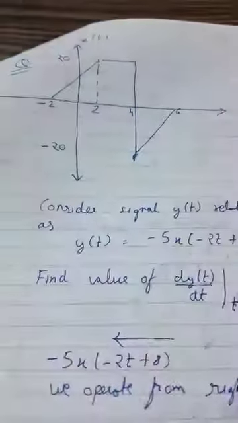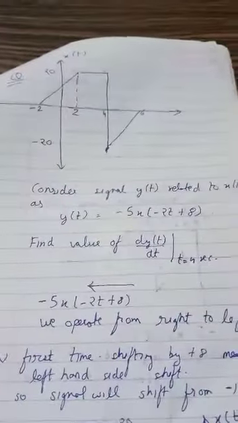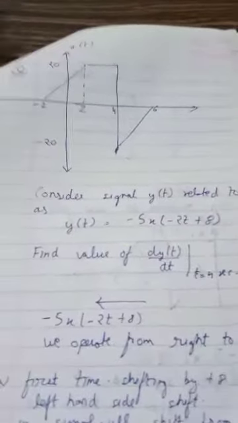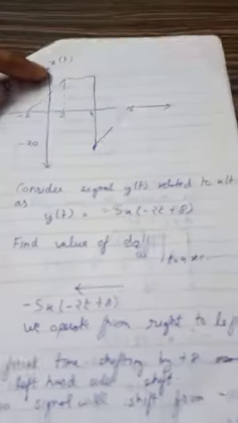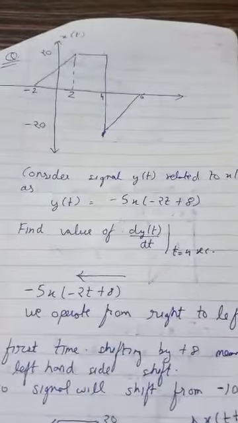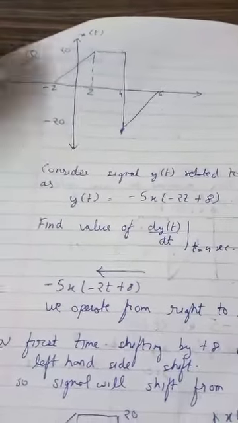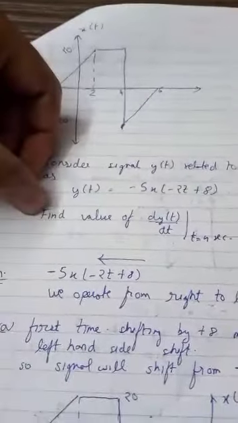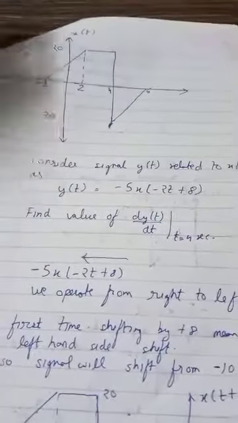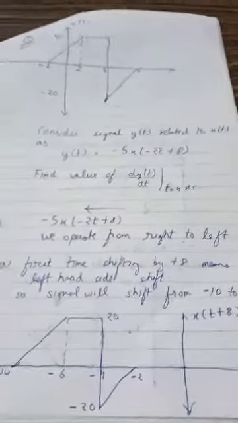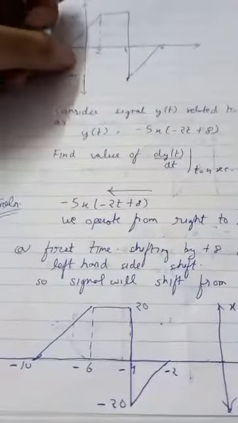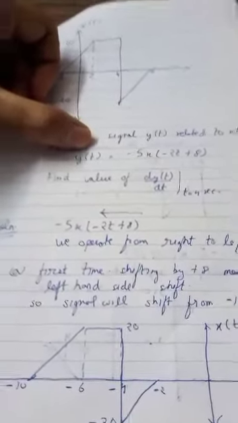4 to 6. So we have to consider a signal y of t that is related to this signal x of t as y of t equals minus 5 x of minus 2t plus 8. The question says that we have to find the value of dy by dt at t equal to 4 second. So we have to apply various operations on this signal to get y of t.